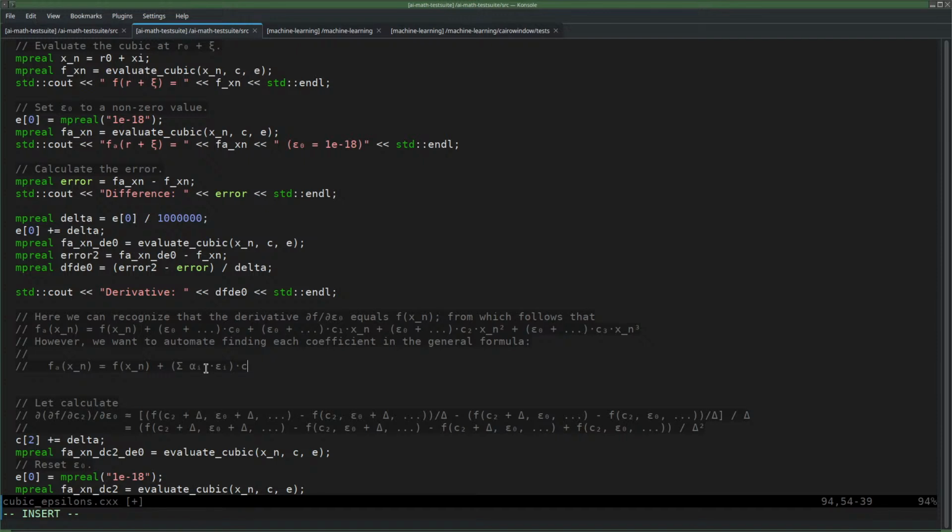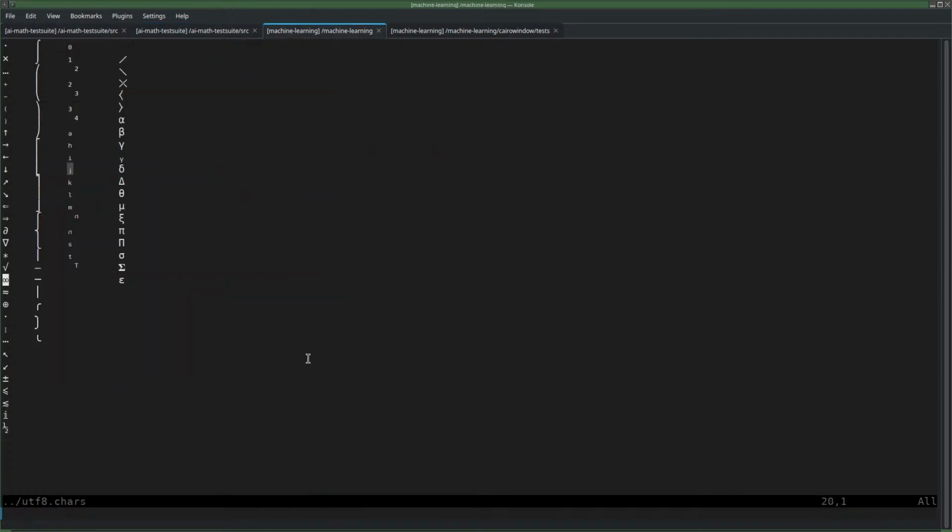Where's my J? Here's a J. Times xn to the power j. So here it is times 1, so that's to the power 0, and here it is just xn, so it's to the power 1. And here we have c2 times xn to the power 2 and c3 times xn to the power 3, so it's just this to the power j.